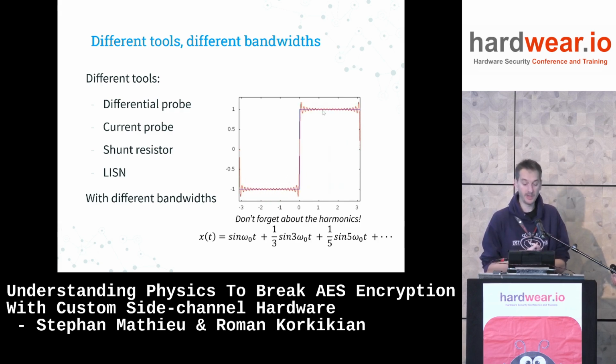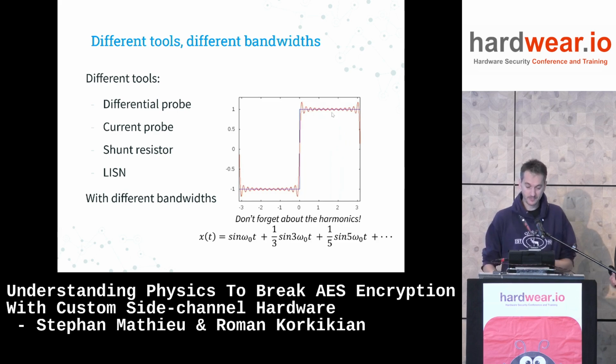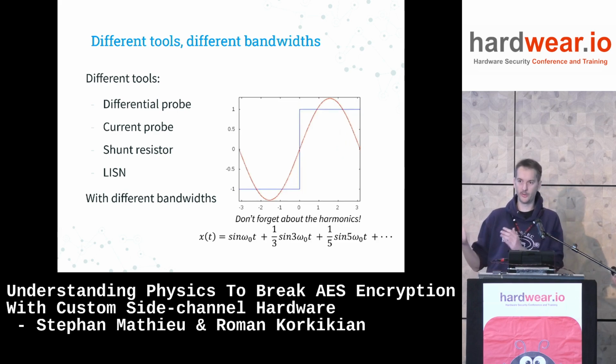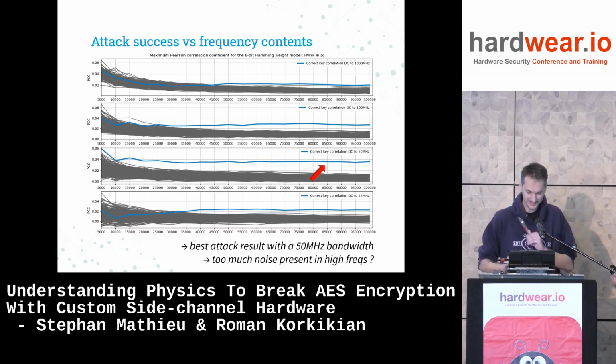From the graphs you've seen before, you should have an idea of what bandwidth represents. When you're trying to attack the ESP32, that ESP32 has a 160 megahertz clock frequency. Can you guess which frequencies you should be looking for when looking at the current consumption? If you are thinking 160 megahertz, you're wrong.